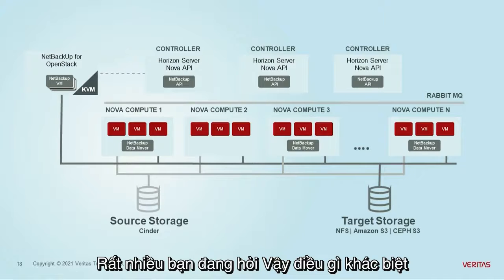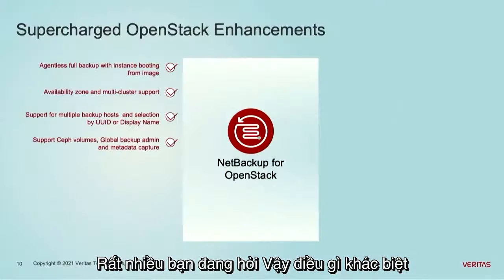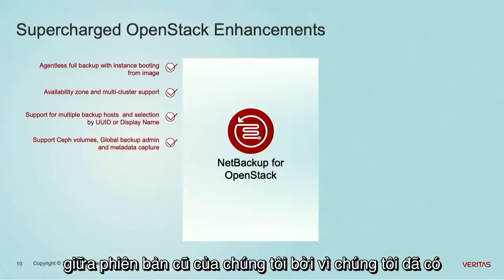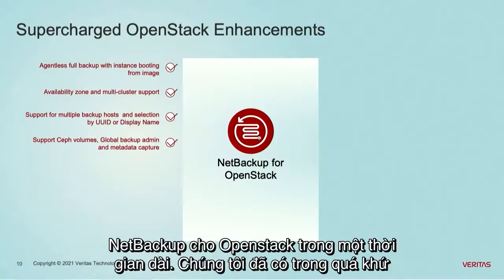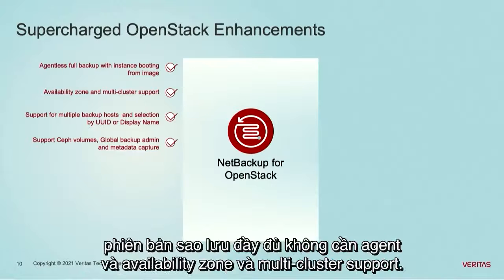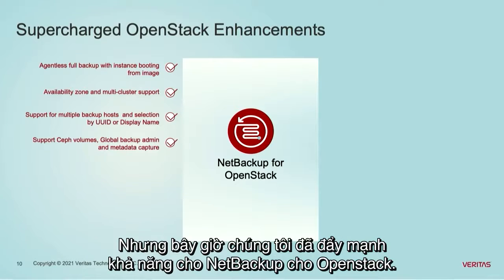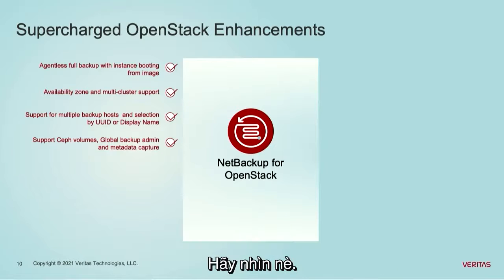So many of you are asking, so what's different between our old version, because we've had NetBackup for OpenStack for a while. So we've had in the past agentless full backup instances and availability zone and multi-cluster support. But now we've supercharged NetBackup for OpenStack.